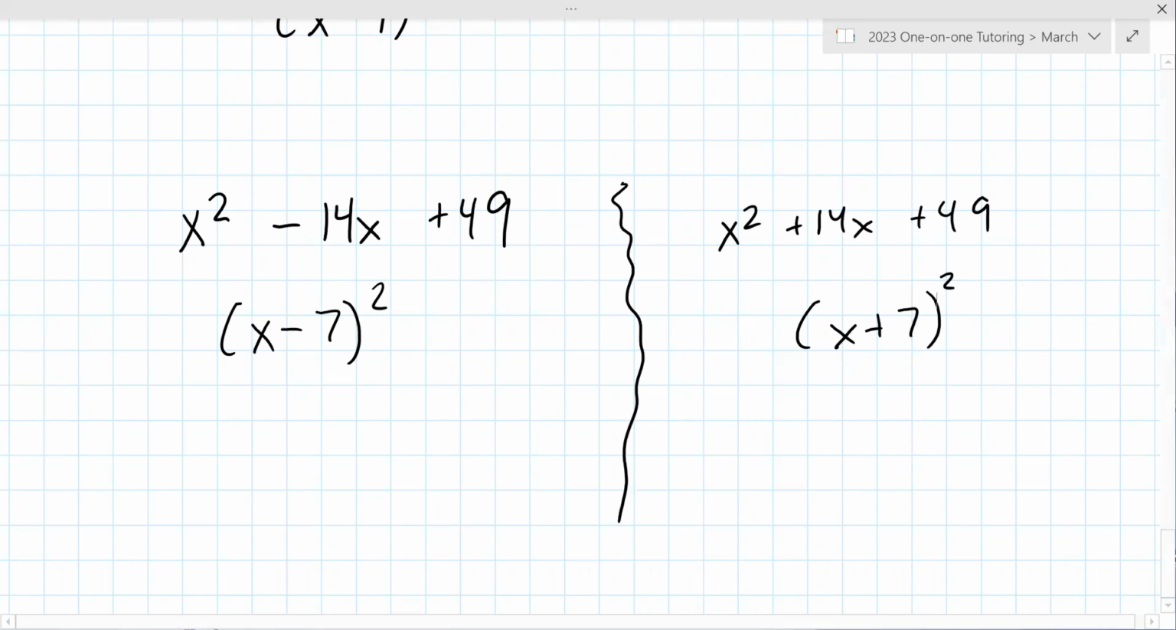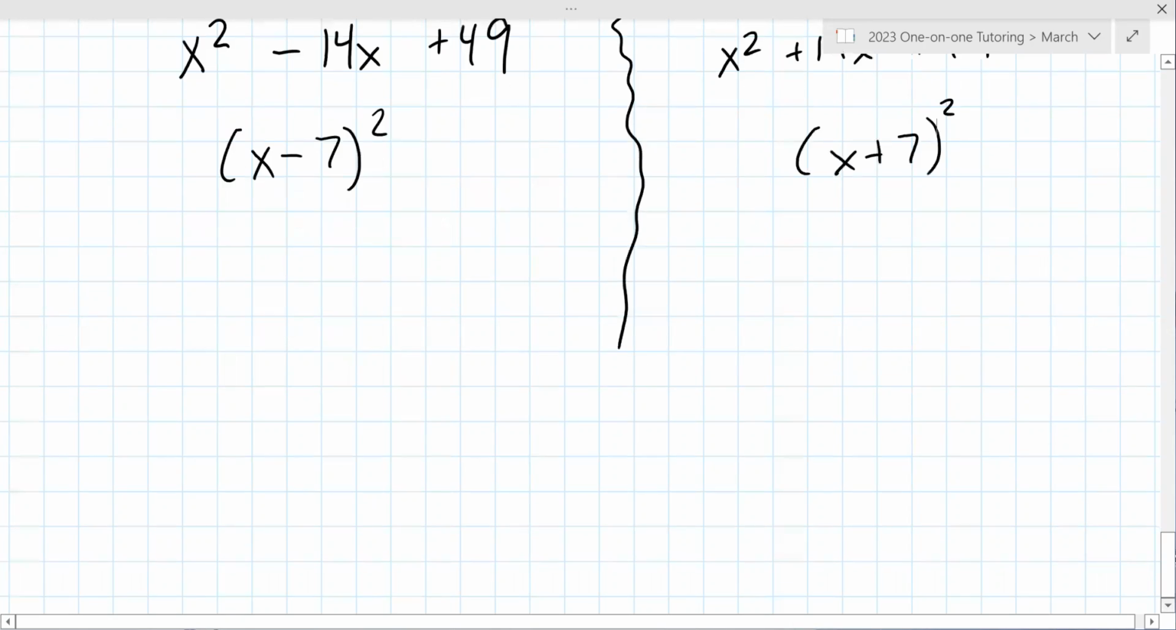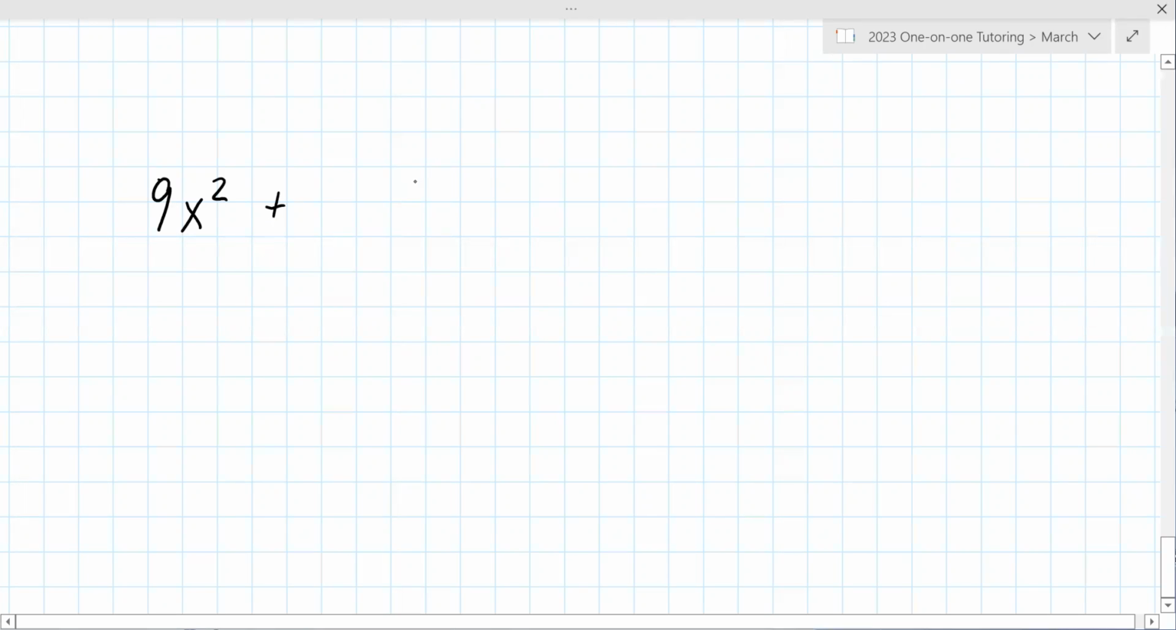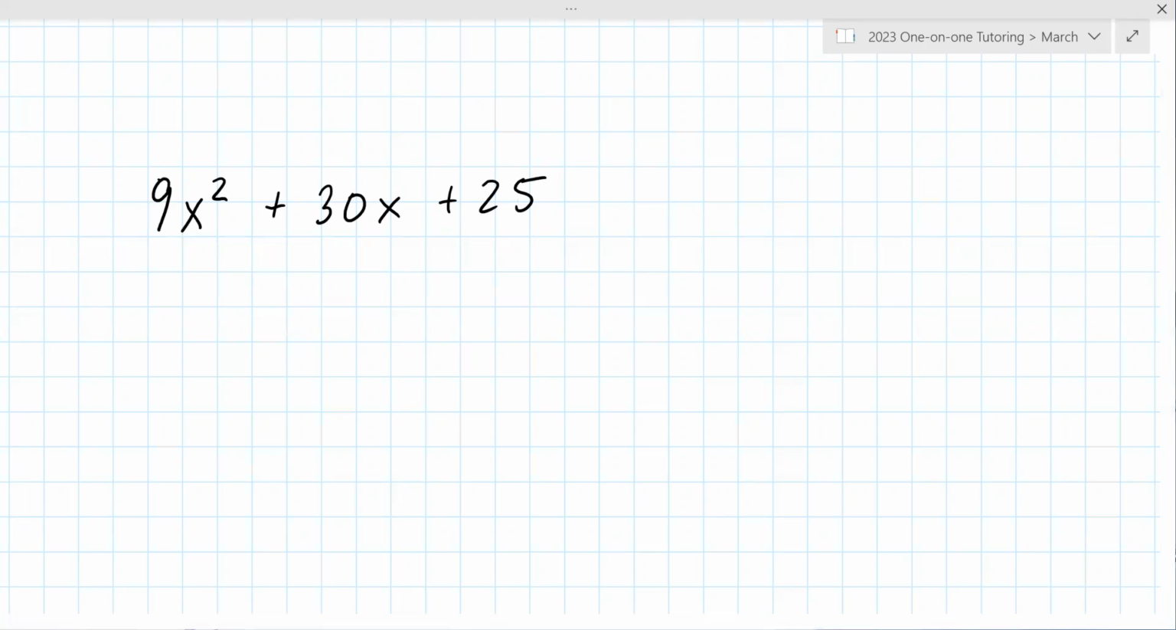All right. Now we transition to more complicated problems, something like this. 9x squared. Actually, I need to check my notes here and make sure that works. Plus 30x plus 25. Yeah, this does work. Okay.